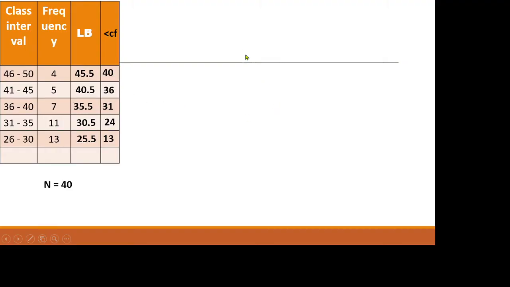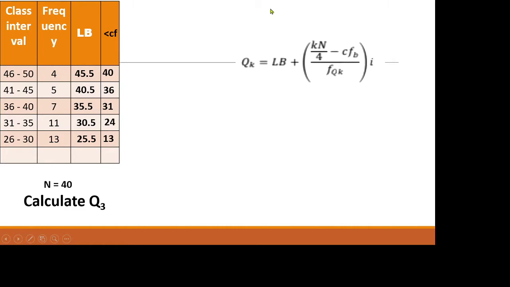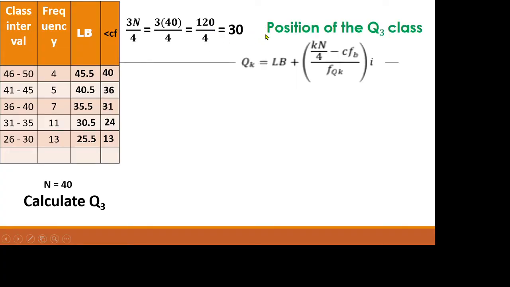Okay? O, next. So, dahil ang sosolve natin ay Q sub 3, kailangan nating makuha ang value ng 3n over 4. So, that's 3 times 40 is 120 divided by 4 is 30. So, ito yung position ng quartile 3 class. Ngayon, wala tayong 30 dito.